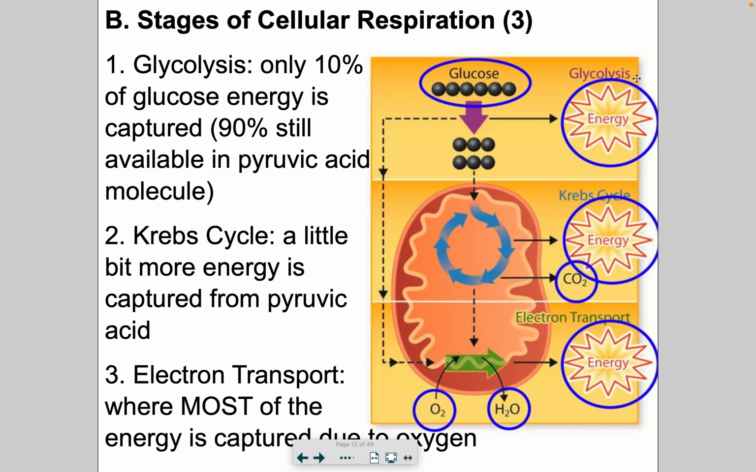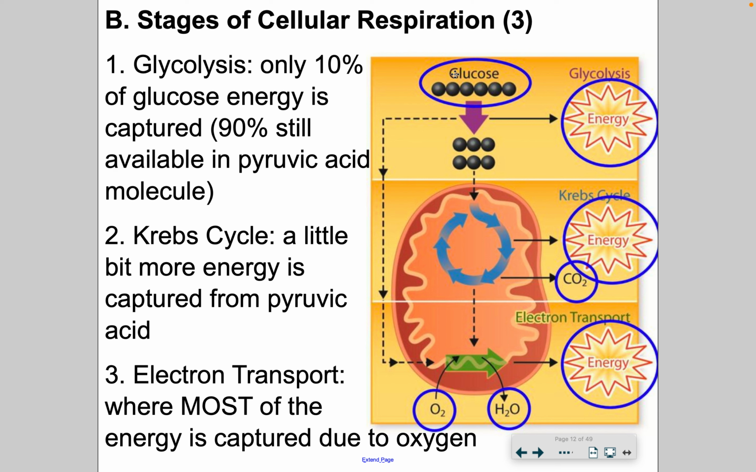So the stages of cellular respiration, there are 3 of them: glycolysis, the Krebs cycle, and the electron transport chain, which is how your book breaks up cellular respiration. We will talk about glycolysis in a different lecture, but glycolysis only captures 10% of the energy that's in glucose. So we make energy, but not a great amount of it.